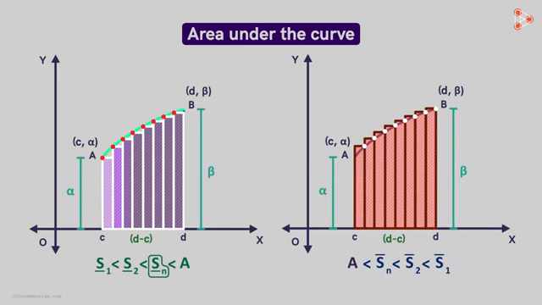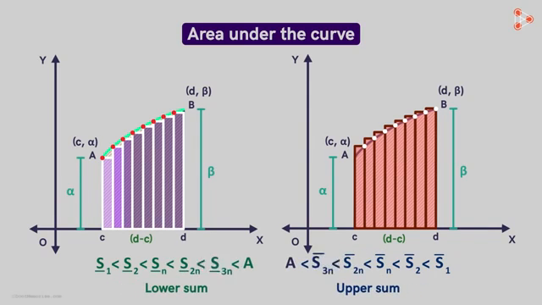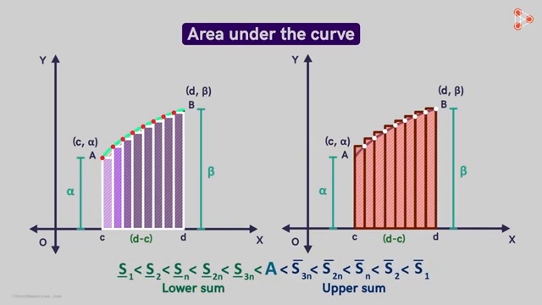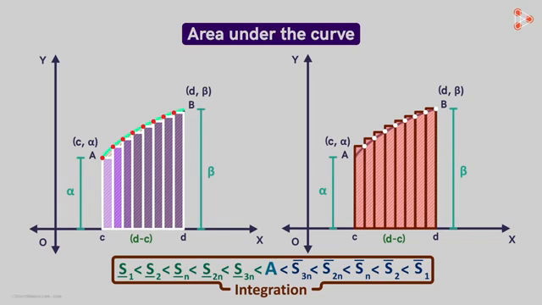The first one will always be less than the area under this curve and is hence called the lower sum. And the second one will always be greater than the area under this curve and is hence called the upper sum. Now, as we divide this interval into smaller and smaller parts, we see that the lower sum and the upper sum approach a number, which is the area under this curve. This is the basic idea of integration. We will learn about it in detail in our upcoming videos.